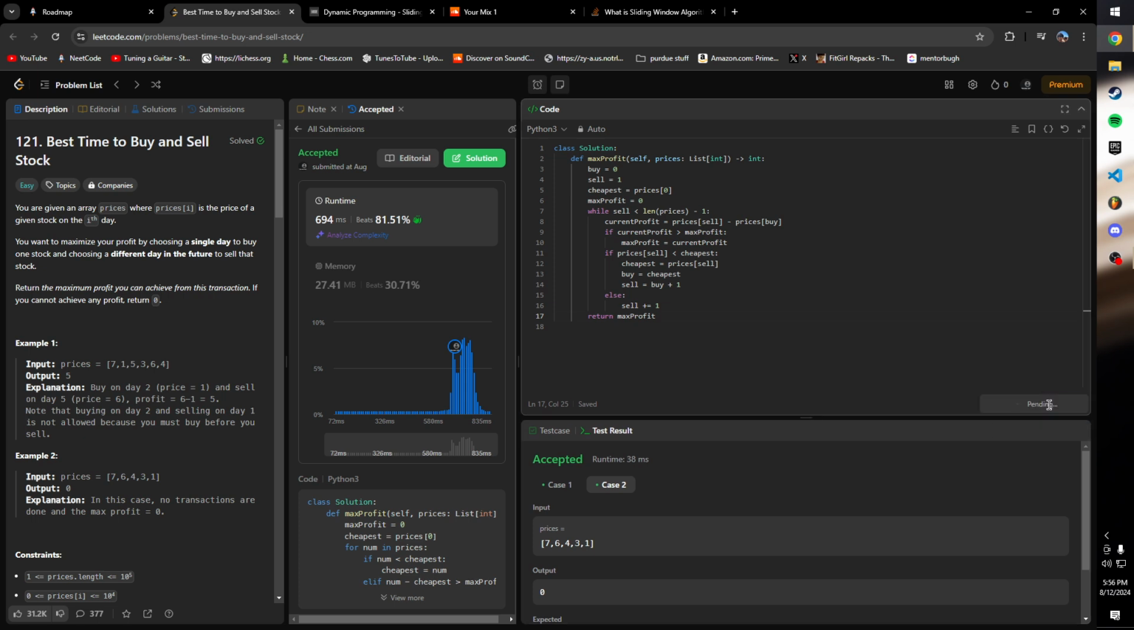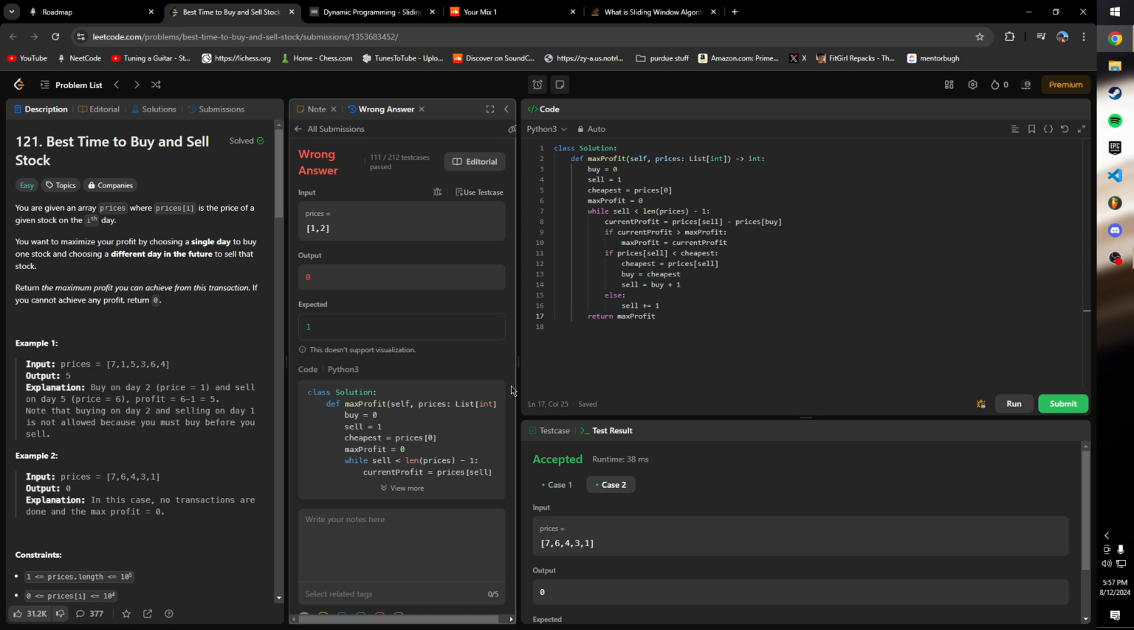Did this work? Buy, sell. Sell is 1, buy is 0. If we do 2 minus 1, 1 is greater than 0. Oh, does it ever go in here? Sell is less than or equal to length of prices minus 1.